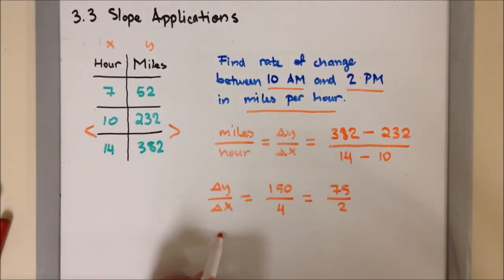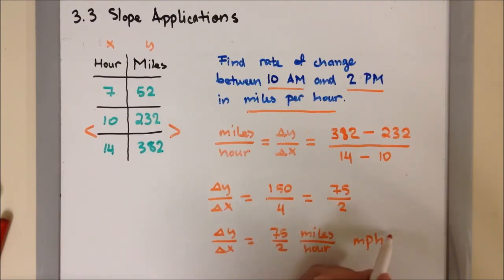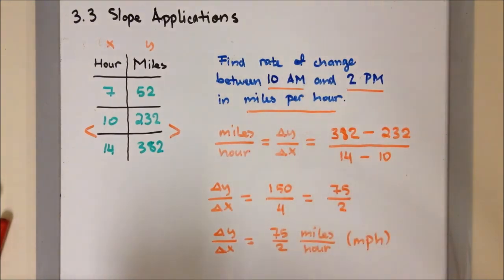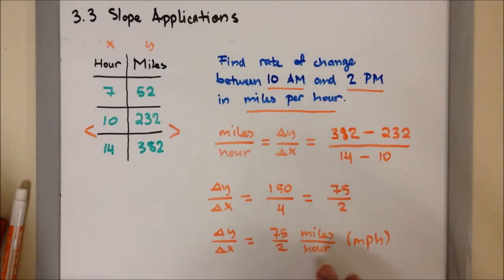So my rate of change, delta y over delta x, is 75 over 2 miles per hour. But since you're used to the term that we use mostly, mph, or miles per hour, you could write it like that. But to be safe, you just write it like this, miles per hour, and this would be your final answer.